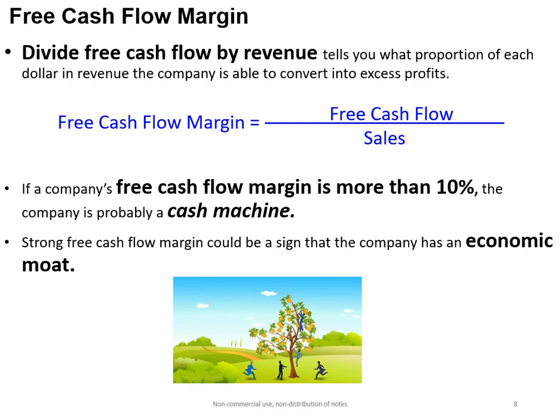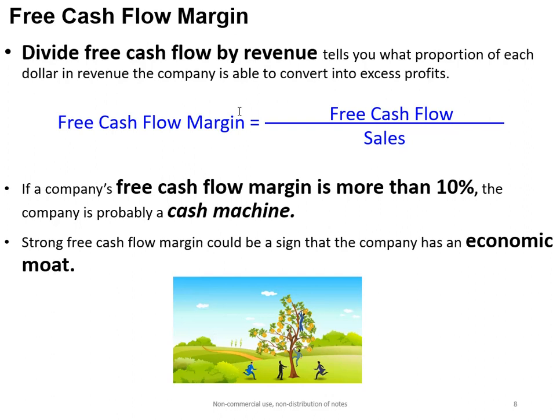Next, if you divide the free cash flow by the sales revenue, then that will give you free cash flow margin. So I really like to calculate this number because it tells you whether this company is a cash machine or cash cow. If the company can generate double-digit percentage free cash flow margin, then this company probably is a cash machine. Because if the company can generate a lot of excess cash on the given unit of sales revenue, the company can do a lot of things.